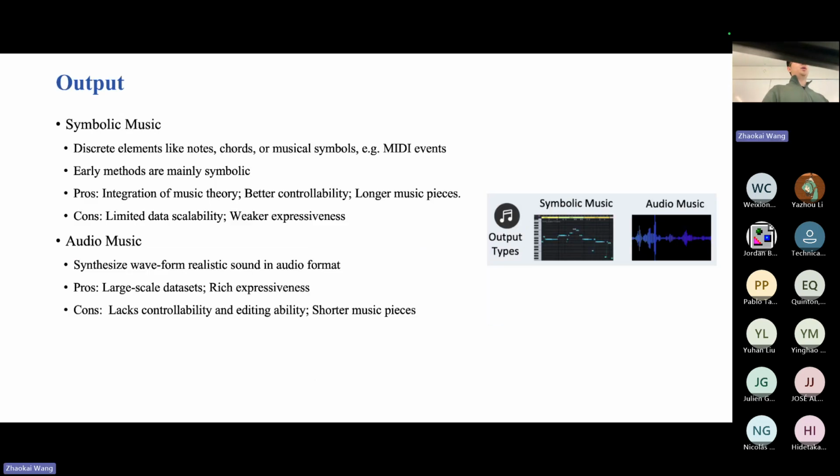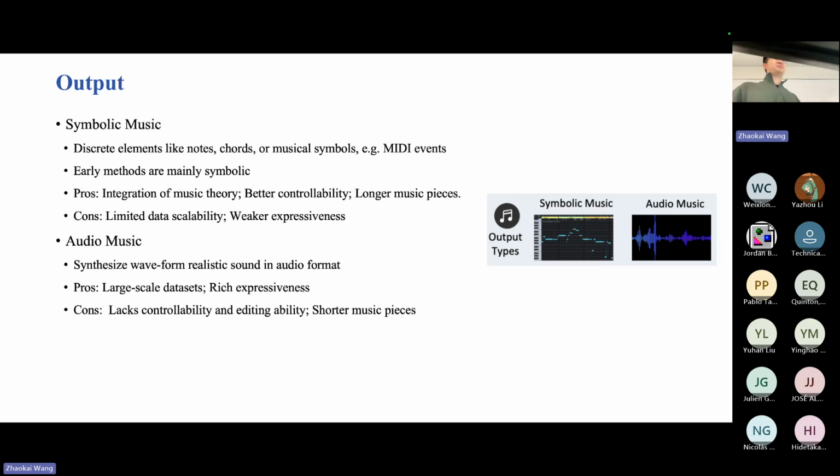And for the output types, it's basically like general music generation. It's either symbolic music or audio music. Symbolic music is a sequence of discrete elements of notes, chords, or other music symbols. This is basically just MIDI events. The early methods are about symbolic music because you can integrate more music theory into this representation. You can explicitly define chords or beats, and because of this, you can have better controllability.